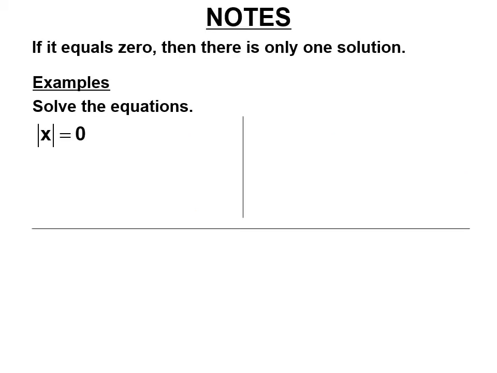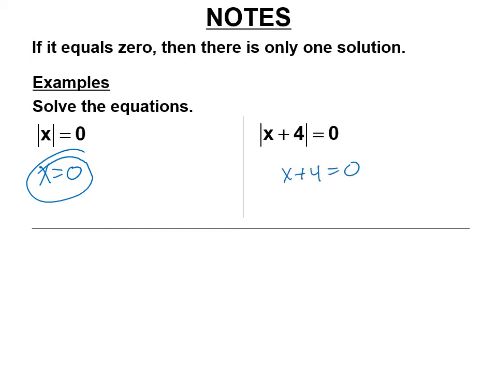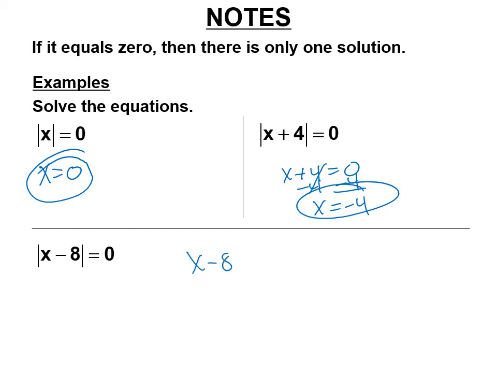Now, I said most of the time there's two solutions, right? If it equals 0, there's only one number that's going to make that true. And so there's one solution here, x equals 0. So you just solve it once. The answer to this one is not 0, right? The answer here is -4. -4 in there will make that true. In this case, it's +8 that will make it true.